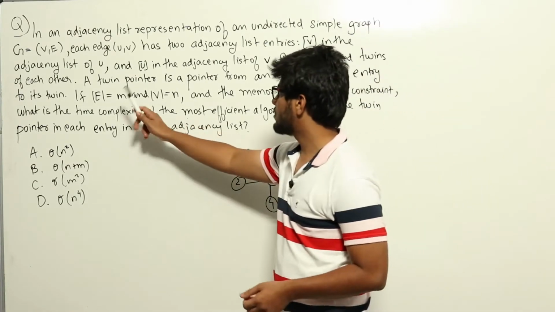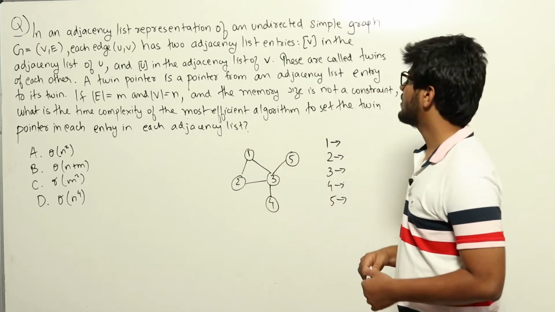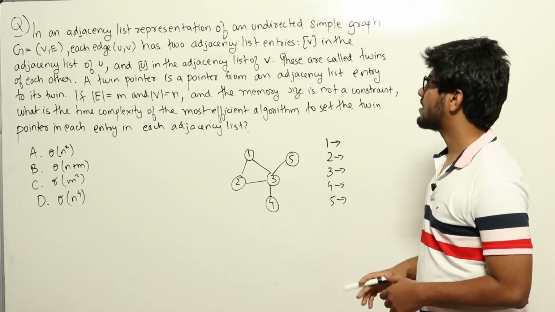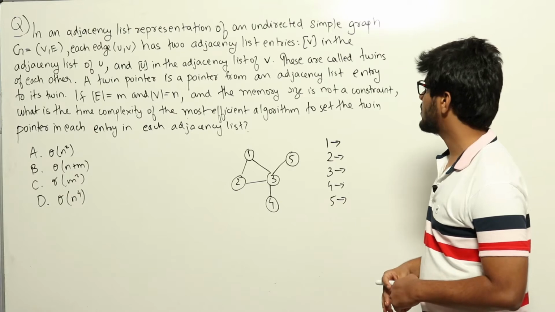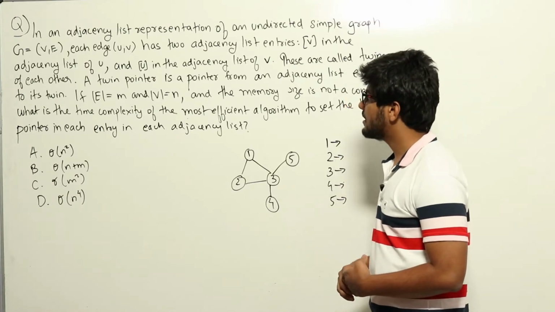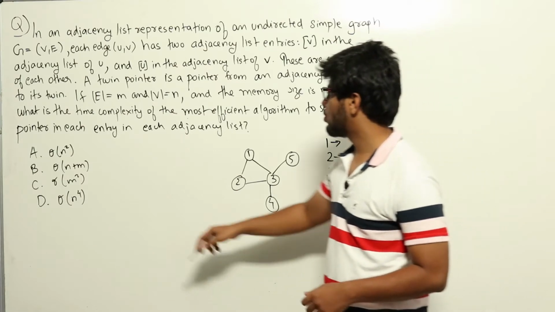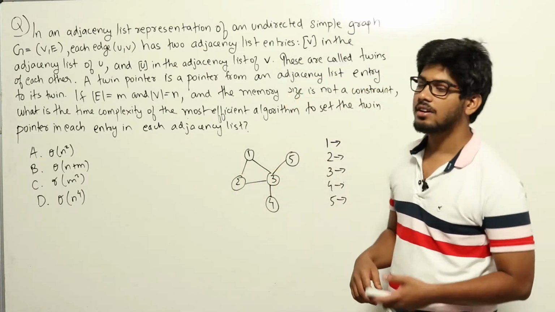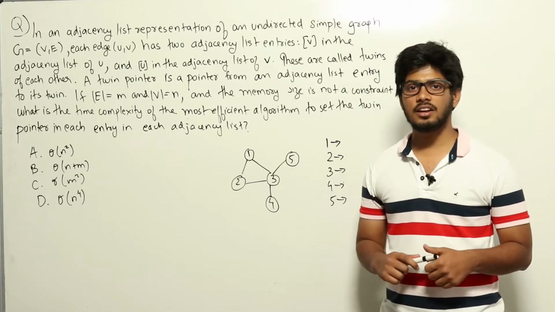If the number of edges equals m and the number of vertices equals n, and the memory size is not a constraint, what is the time complexity of the most efficient algorithm to set the twin pointer in each entry in each adjacency list? And 4 options have been given for the complexity. So this is a question from data structures regarding graphs.